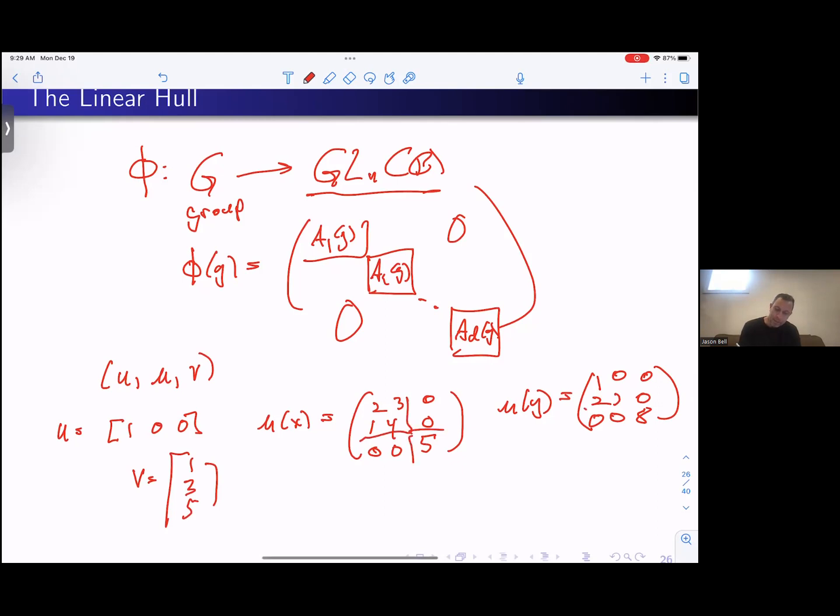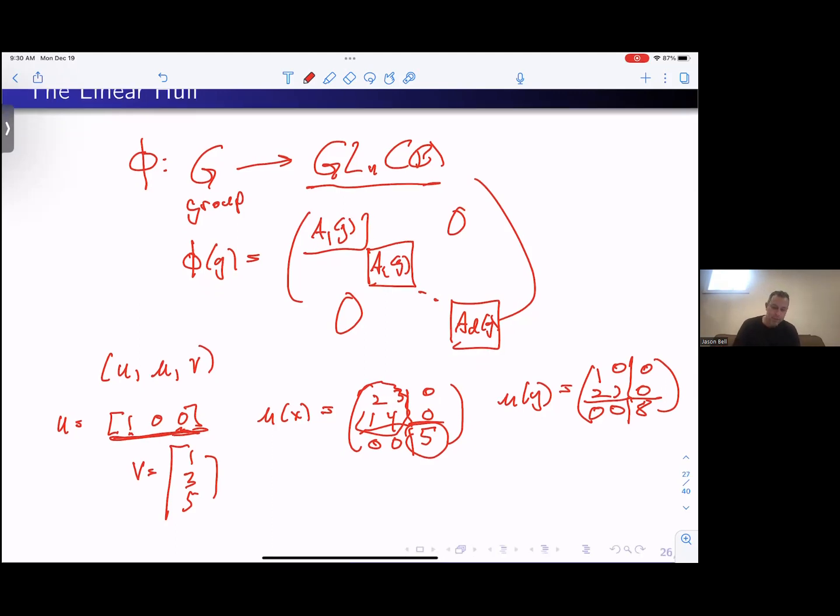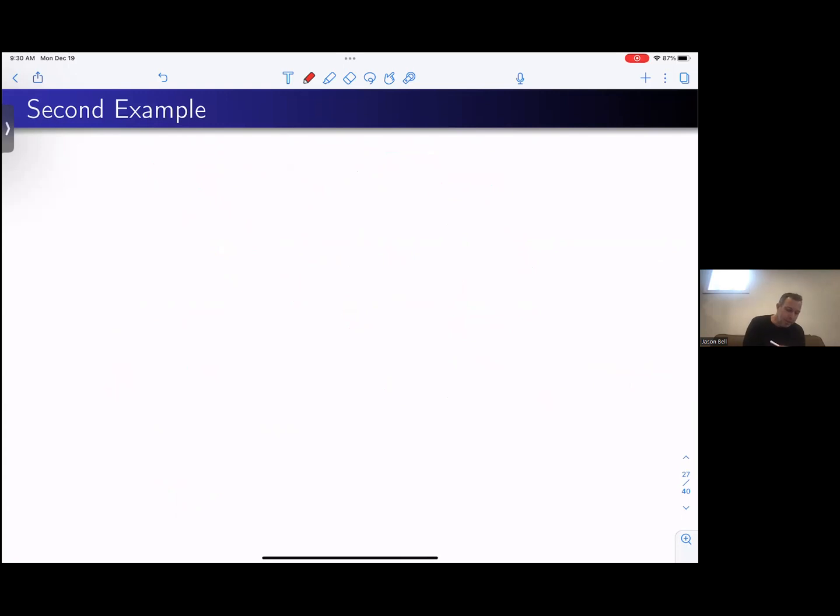Then again, you could probably imagine that in this case, you can really break it up into a two-dimensional part and a one-dimensional part. Maybe in this case, the one-dimensional part doesn't really matter because we just have a 0 here. But you can convince yourself that we can break it up into smaller representations.